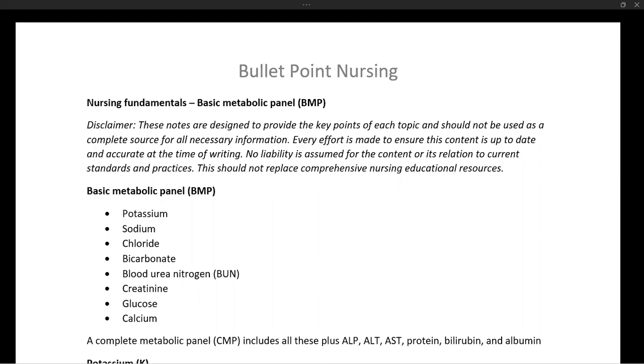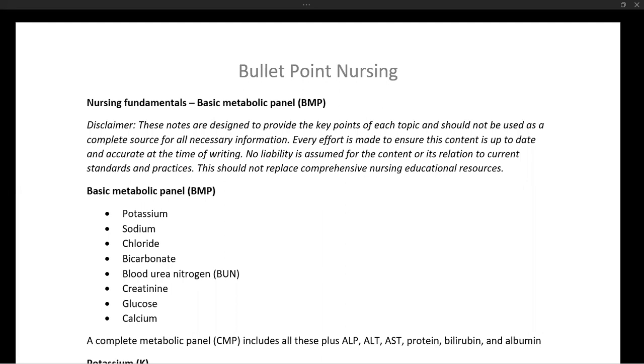Let's get started. Today we're going to start going through some labs, and we're doing this at the nursing fundamentals level. Let's begin with looking at a basic metabolic panel, commonly referred to as a BMP. This gives us 8 different values. It checks our potassium, sodium, chloride, bicarbonate, blood urea nitrogen, commonly referred to as a BUN, creatinine, glucose, and calcium.